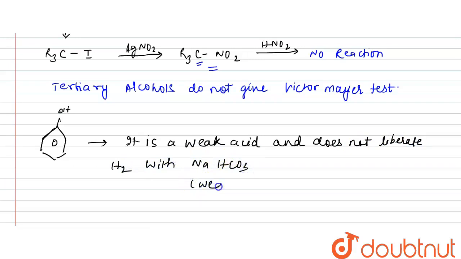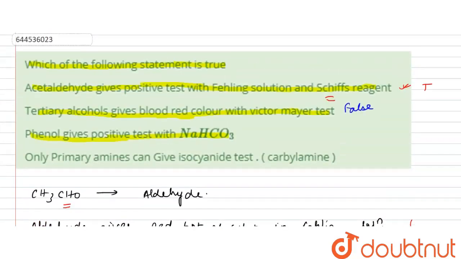NaHCO3, it is a weak base, and phenol does not liberate CO2, right? CO2 gas is liberated with carboxylic acids. Effervescence is not produced with phenol because it's a weak acid, right? Because the negative charge on oxygen is delocalized over the entire ring, that's why it becomes a weak acid and it does not liberate CO2 with NaHCO3. So what you will say that this statement is also false. Definitely it does not give any test with NaHCO3.